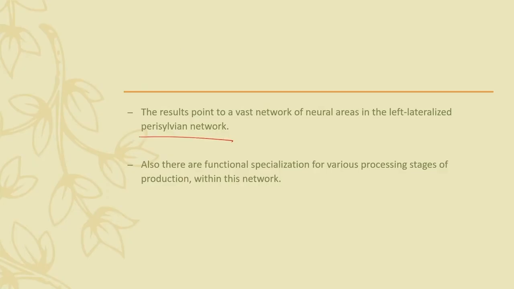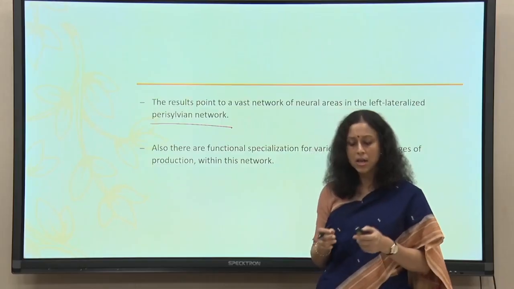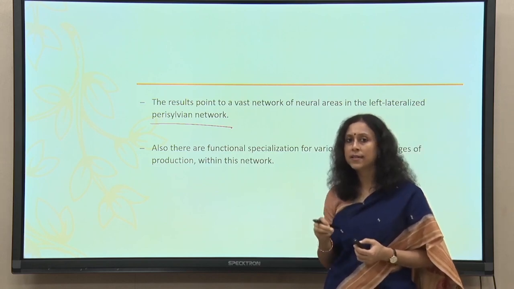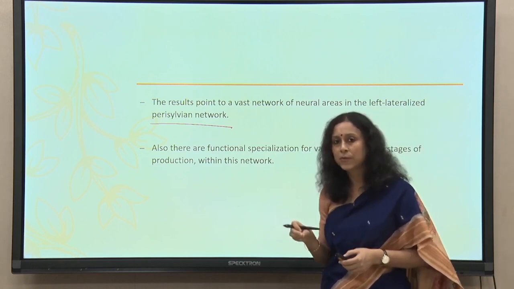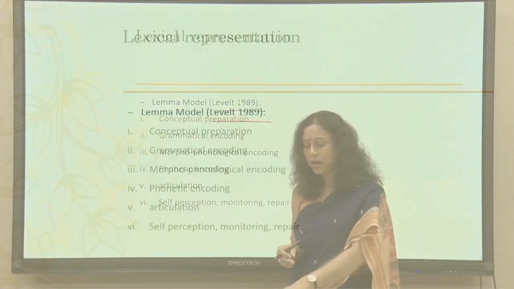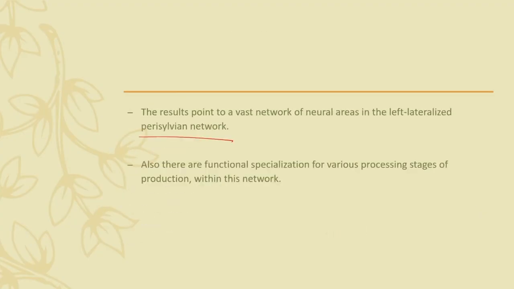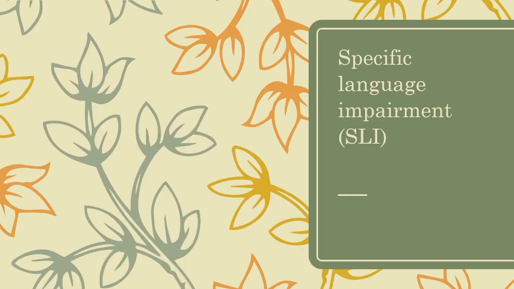Also there are functional specializations for various processing stages of production within this network. So there is a huge network of neural domains, cortical regions that are responsible for this. However, there are certain domains that are specialized for many of those functions that we have seen. So conceptual preparation will be processed in one domain, versus phonetic encoding takes place in another domain, and so on and so forth. So these are the two primary findings: there is a vast network of neural areas, and also there are functional specializations for many of these processes.